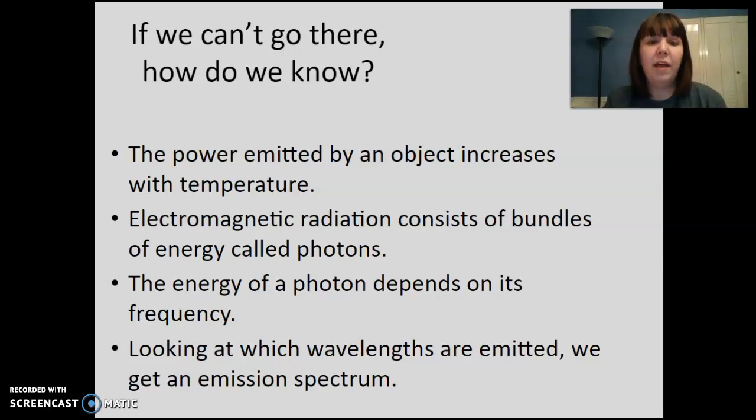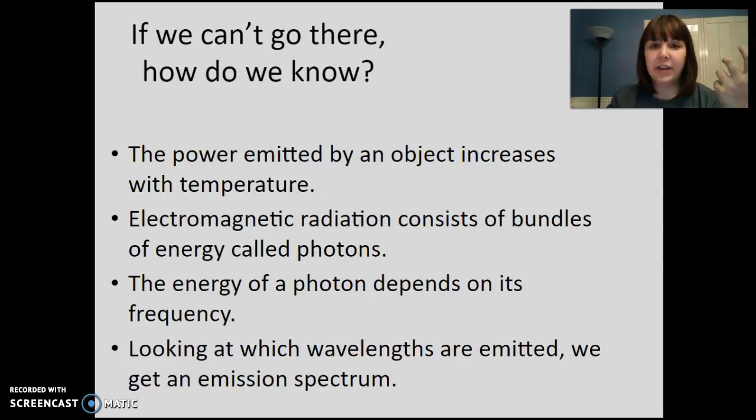We do know that the power that's emitted by an object, or the amount of energy that's emitted from an object, increases with temperature. The hotter something is, the more energy it will release. We know that electromagnetic radiation consists of little bundles of energy called photons, and we talked in previous videos about how and why we know that. We know that the energy of a photon depends on the frequency that is emitted. Those are interchangeable, energy and frequency. So if we look at which wavelengths are being sent to us, then we get an emission spectrum.